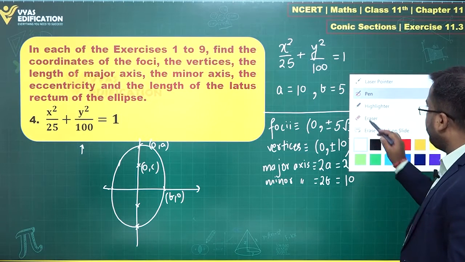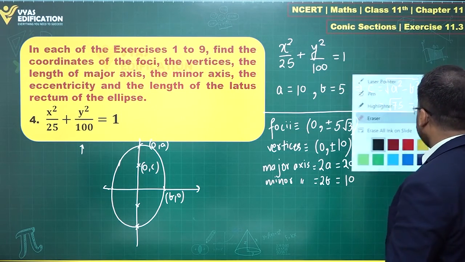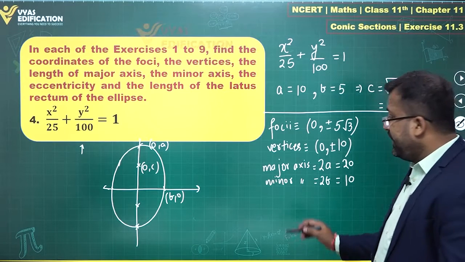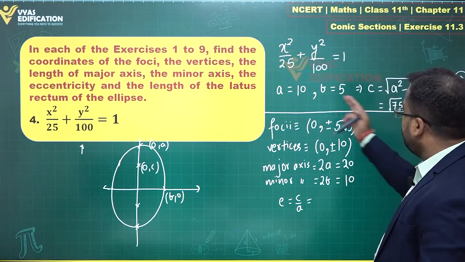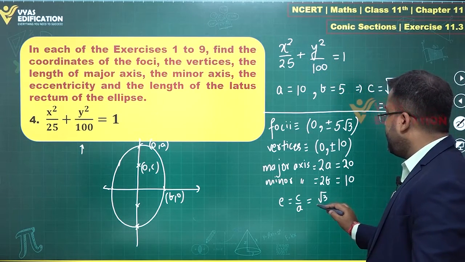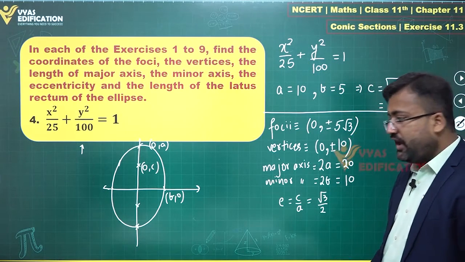Okay, you have identified the major axis and the minor axis? Yes. Continuing further, we need the eccentricity, which is c upon a, which will be 5 root 3 upon 10, which will become root 3 by 2. This is what you will get.